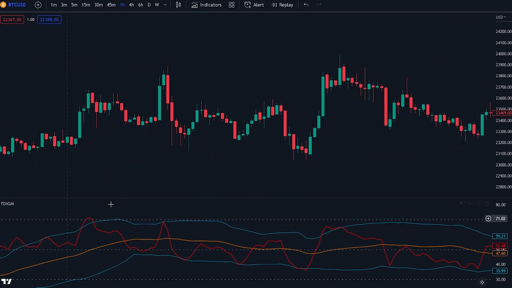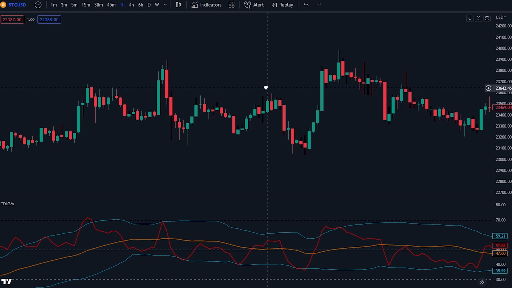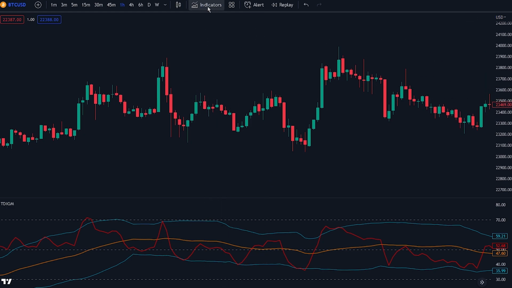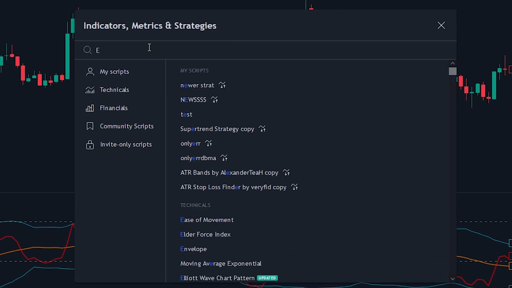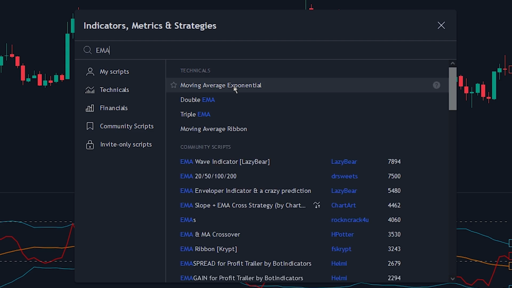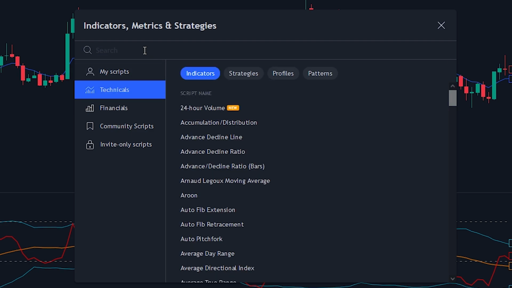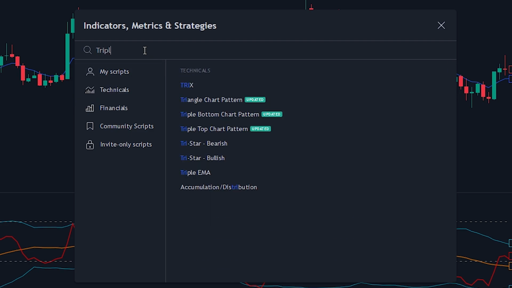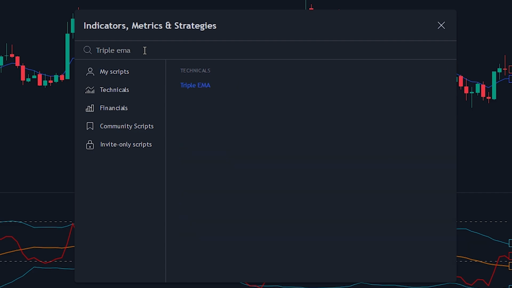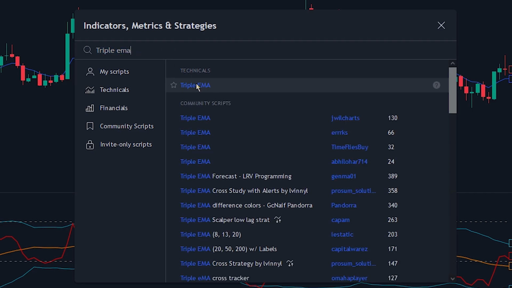The first indicator that we will be adding is the exponential moving average. Head over to the Indicator Search tab and search for the EMA indicator. Select the indicator made by TradingView. The second indicator that we will be adding to the chart is the triple exponential moving average, also known as the TEMA. Search for the TEMA indicator and select the indicator made by TradingView.